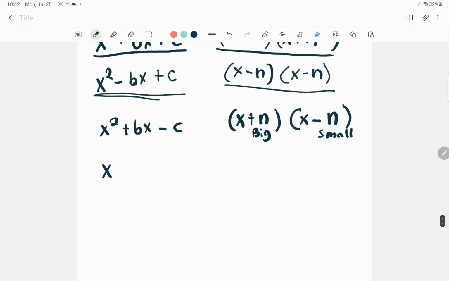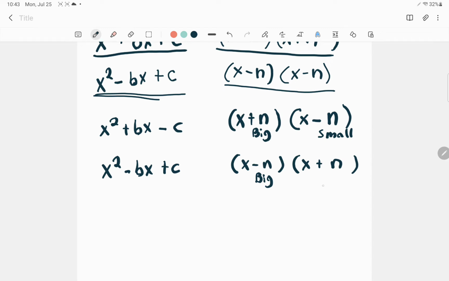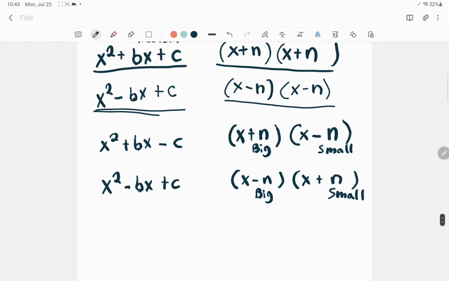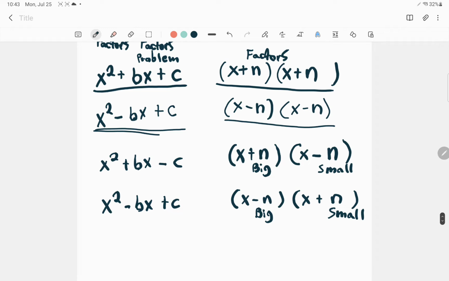Now the final one that we need to do is x squared minus bx plus c. Okay, we're going to have the same thing. X minus number, x plus number. But now guess what? This one right here is going to be the big number. This one's going to be the small number. Just write them down for right now. I'll probably have them on the board so you guys can copy them correctly. But that's what's going to be going on with the factors.